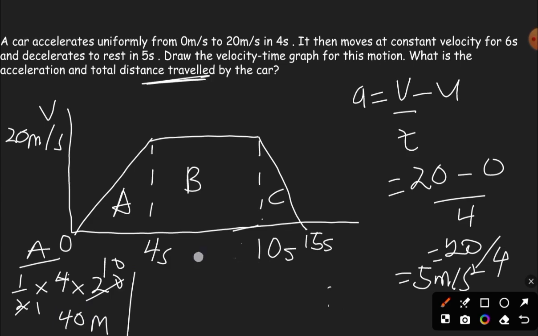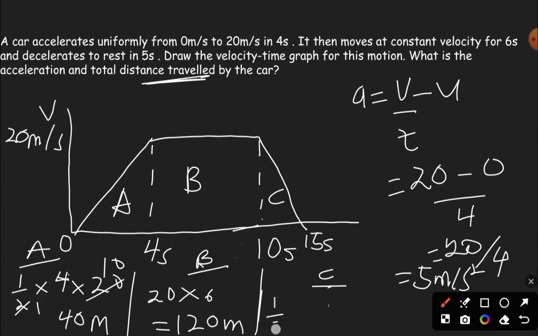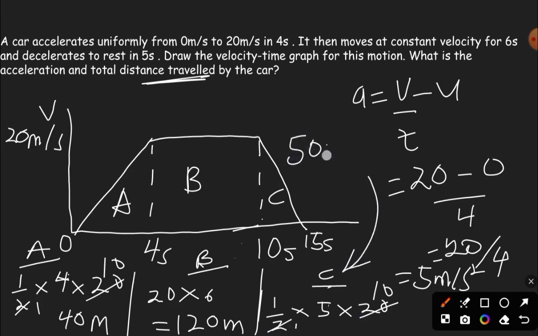Then for our B, this is a rectangle. So we are going to have length times breadth. Our length is 20, then our breadth or width is 6. 20 times 6 is 120. 120 meters, that's for our B. Then for our C, we have a triangle as well. So half times the base. Base is 5 times the height 20. 2 here 1, 2 here 10. 10 times 5 is 50. So over here we have our 50 meters.